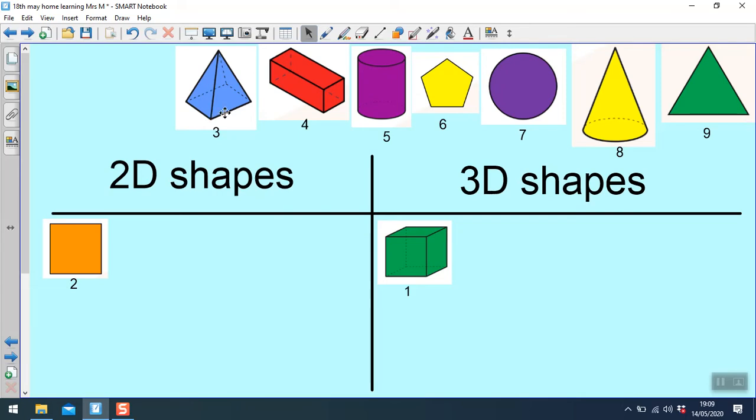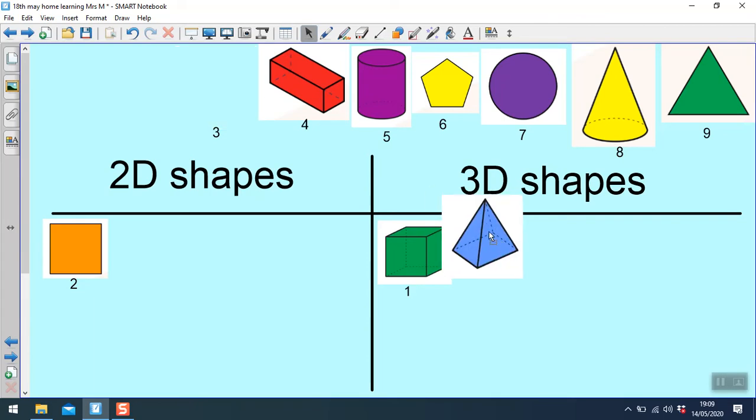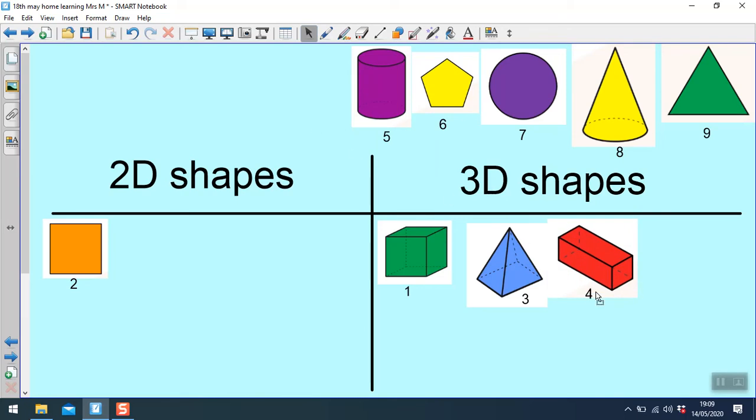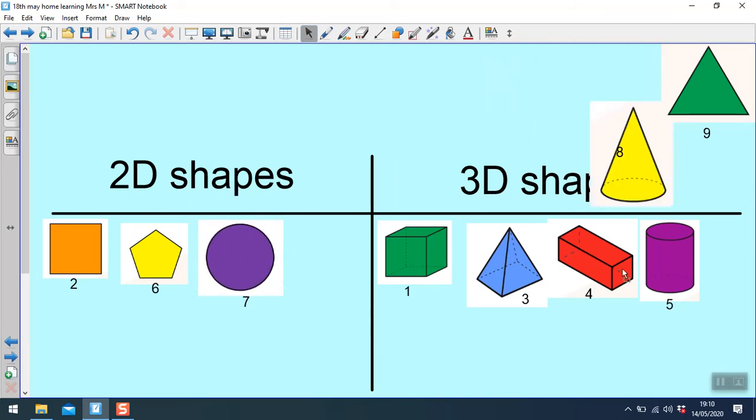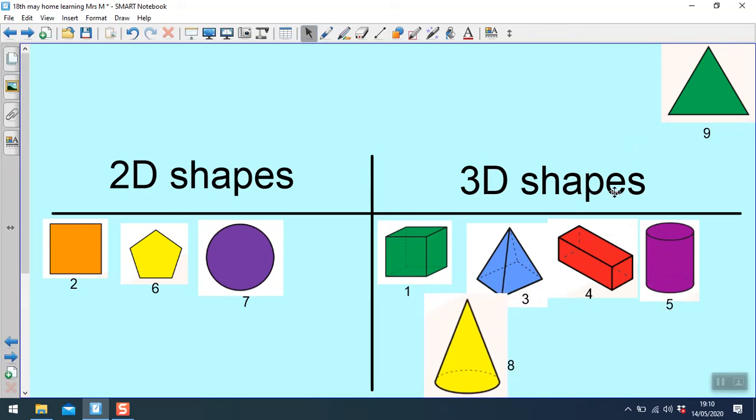Number 3 has got length, width and height, or length, depth and height. So it's got 3 measurements, which means it's a 3D shape. Number 4 has also got length, depth and height. It's got 3 measurements, so number 4 is a 3D shape. Number 5 we've said it's a cylinder and it's a 3D shape. Number 6 is a flat shape, so that's 2D. Number 7 is a flat shape. Number 8 is a 3D shape, and number 9 is a flat shape. It's a 2D shape. Well done if you got these right.